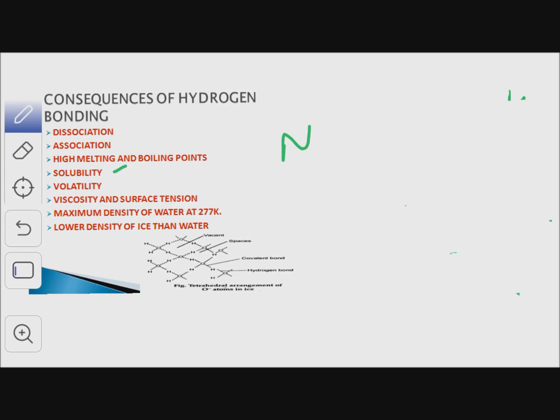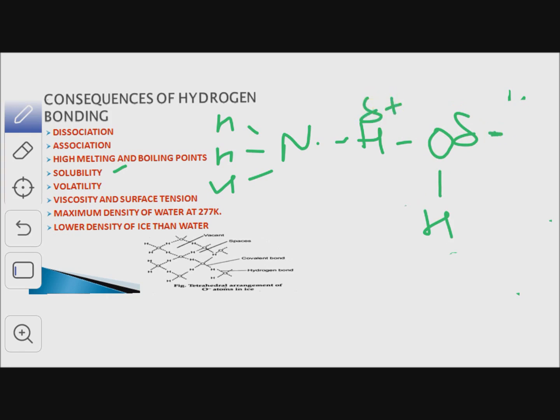Here it is nitrogen, and these are three hydrogen bonds. And this nitrogen forms the hydrogen bond with water molecule. This is partial negative, this is partial positive, and here it is partial negative charge, and this bond is hydrogen bond. And due to formation of this hydrogen bond, ammonia is soluble in water.